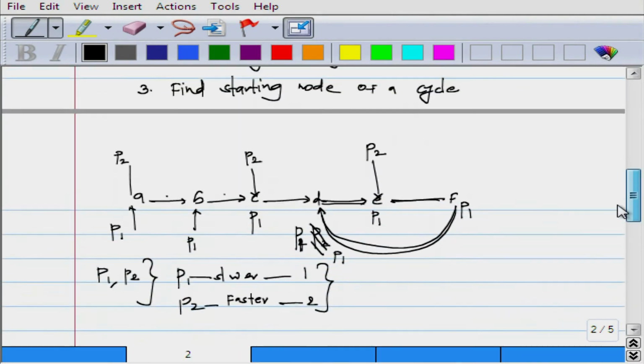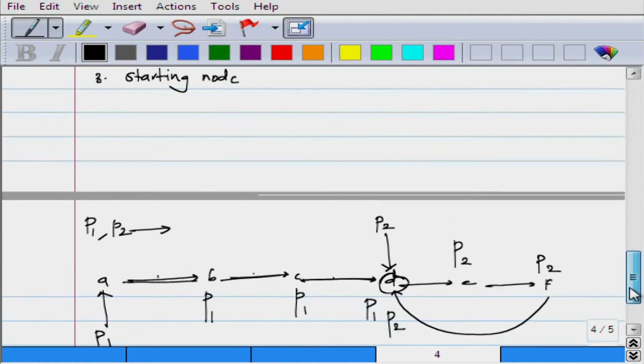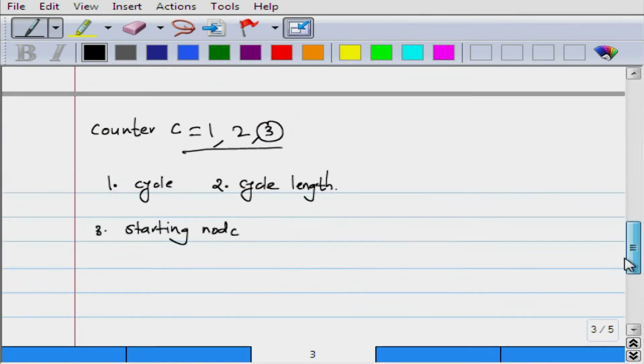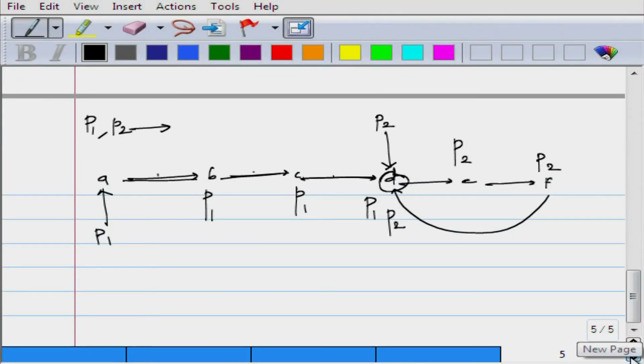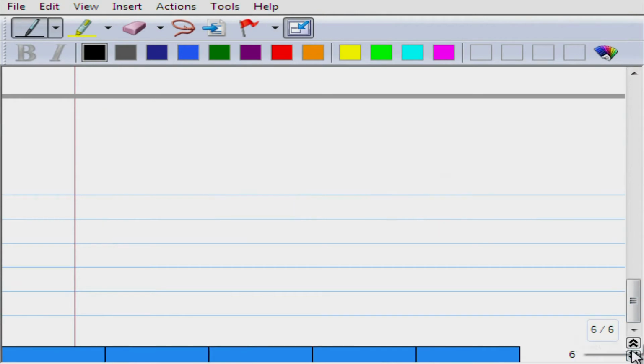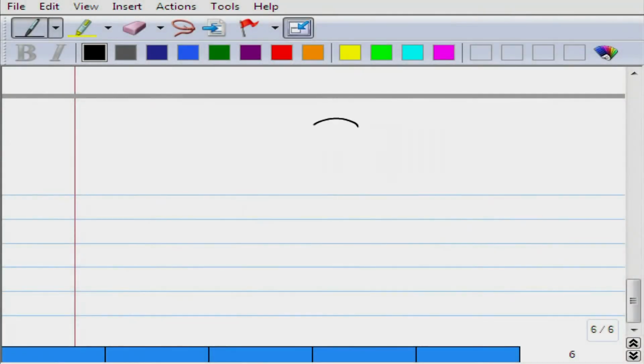the specified objectives, finding a cycle length and the last objective, that is finding the starting vertex of a cycle. We have identified this. Now, based upon this, we will move on to the correctness of this algorithm. In order to show the correctness of this algorithm, we will consider a cycle.